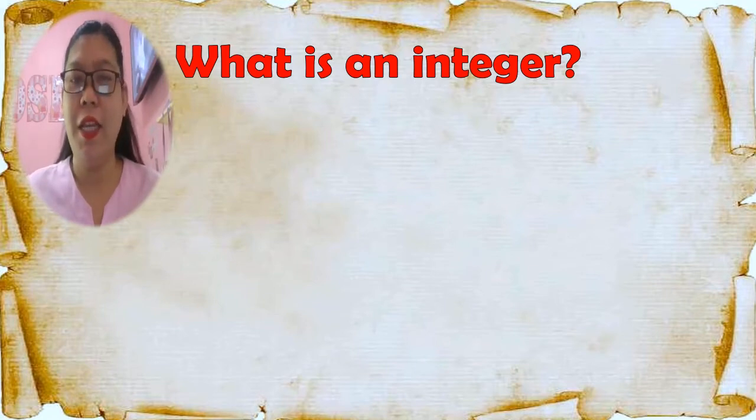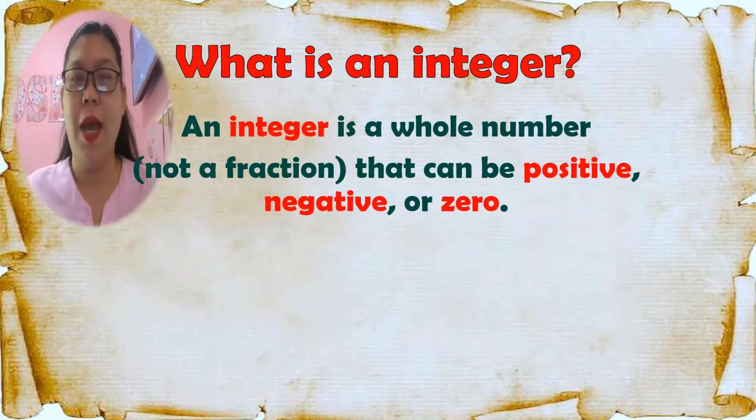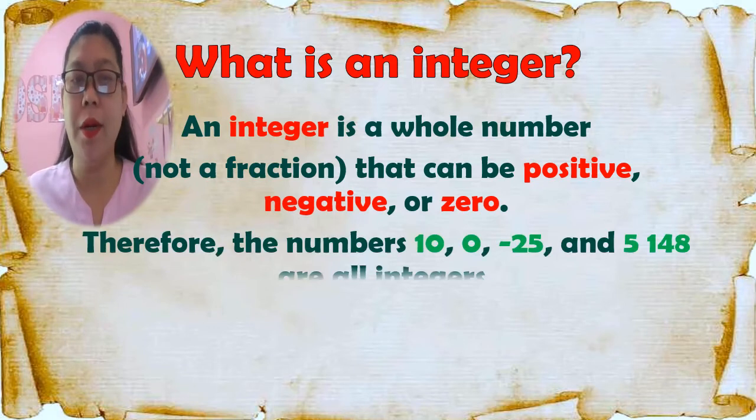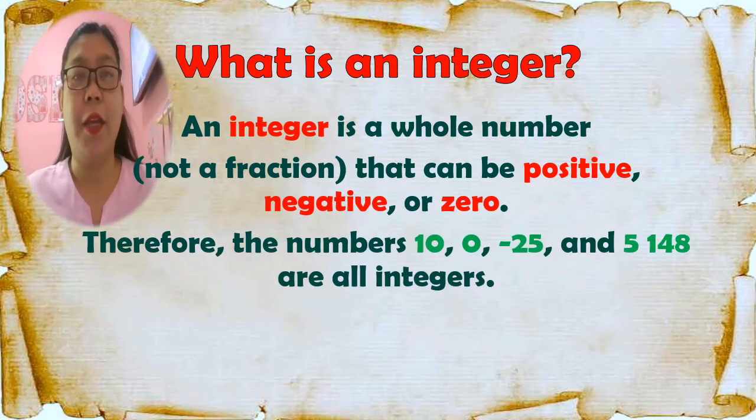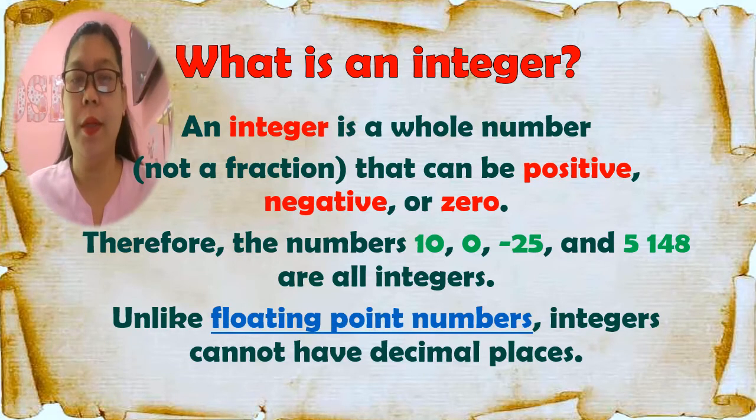What is an integer? An integer is a whole number, not a fraction, that can be a positive, negative, or zero. Therefore, the numbers 10, 0, negative 25, and 5,148 are all integers. Unlike floating point numbers, integers cannot have decimal places. When we say floating point numbers, those are the decimal numbers.